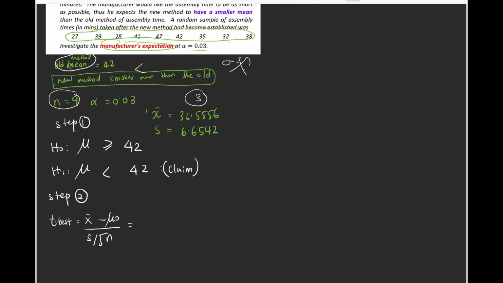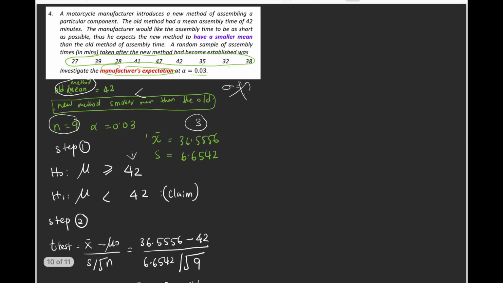So now just substitute into the formula. So x bar is 36.5556 minus mu naught, which is 42, over s, 6.6542, divided by square root 9. Substitute into your calculator correctly, and then you will get the t-test value of negative 2.4546. Okay, done step 2. Go to step number 3.